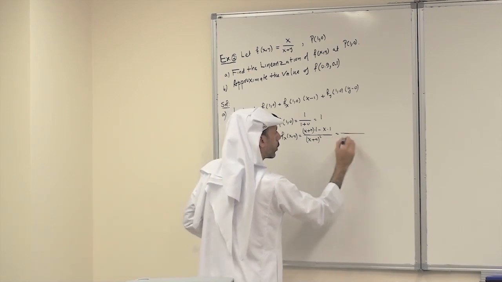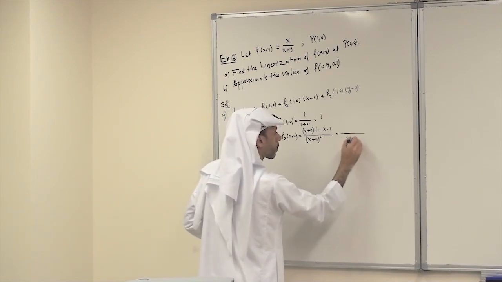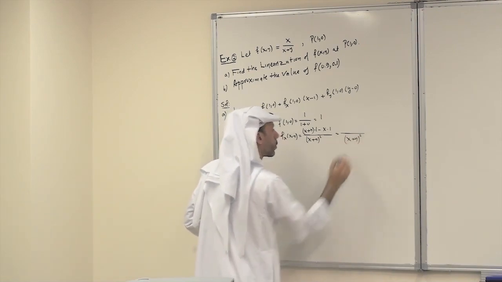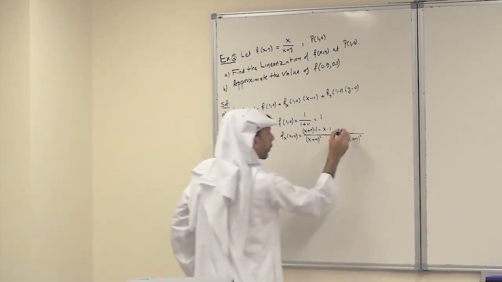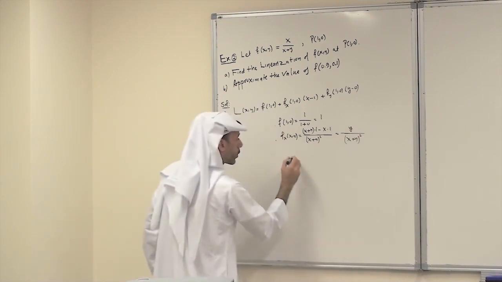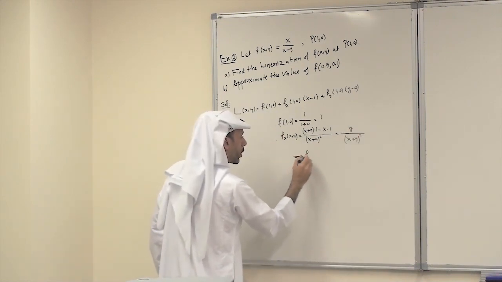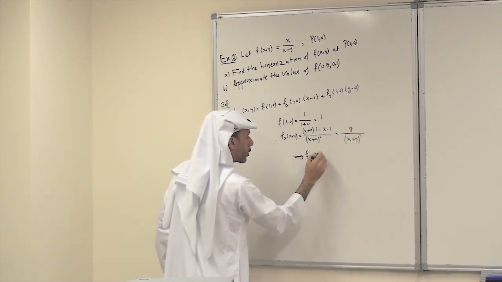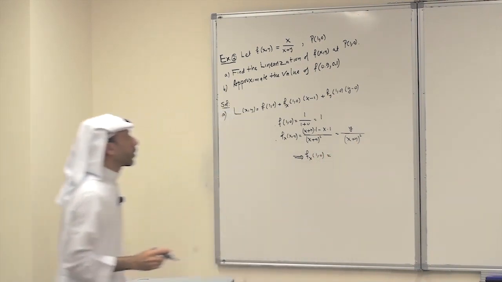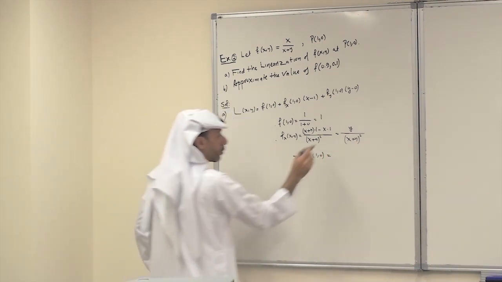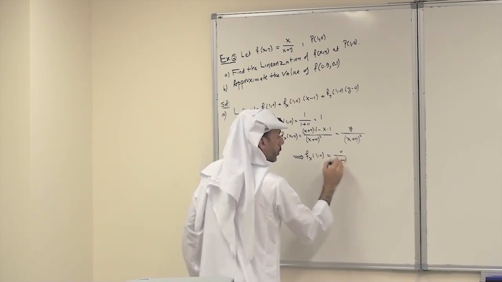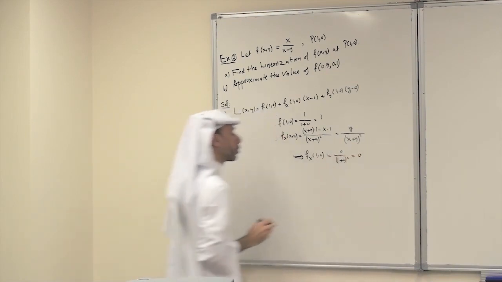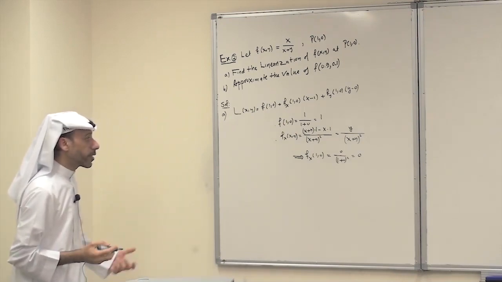And when we simplify, we get the following: (x plus y) squared. This is x minus x plus just y. So this implies f sub x at (1, 0). This is just 0 over (1 plus 0) squared, and this is just 0. This is f sub x.